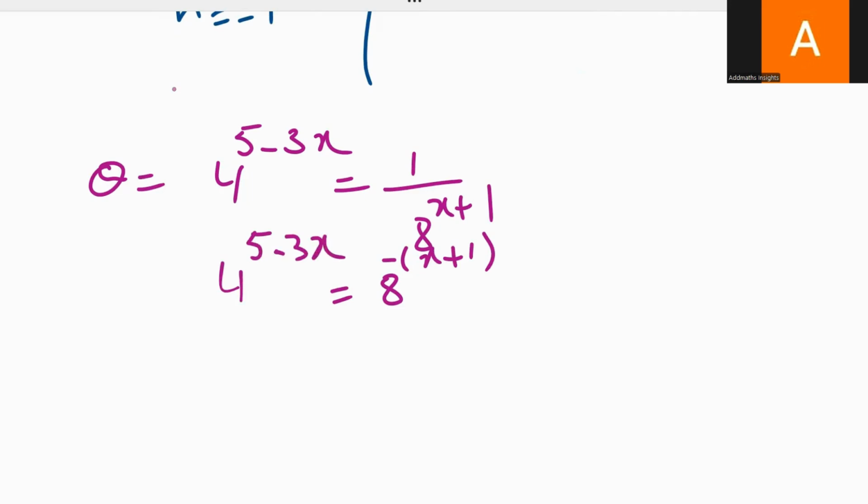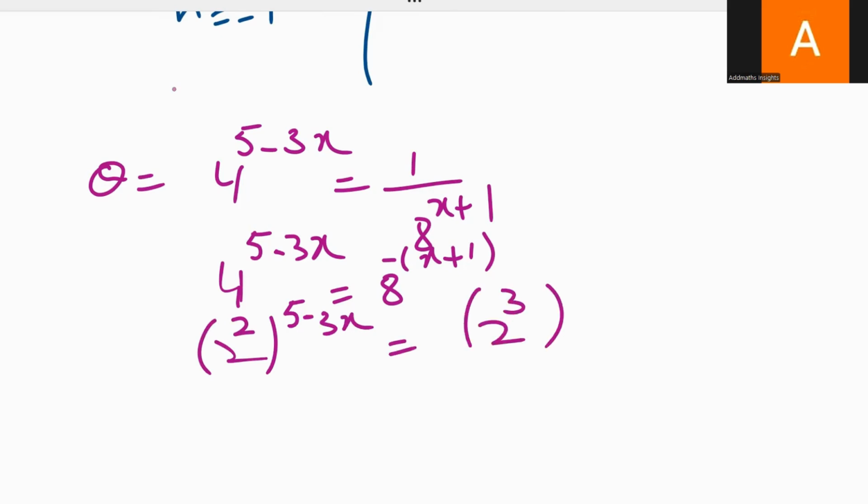Now you see that in this case, the bases are different, 4 and 8. But you cannot express 8 in terms of 4. Like you cannot write 8 as 4 square, because 4 square is 16, not 8. So you need to change both bases here. Like you can express 4 as 2 square, right? And 8 as 2 cube, because the bases on both sides must be the same.